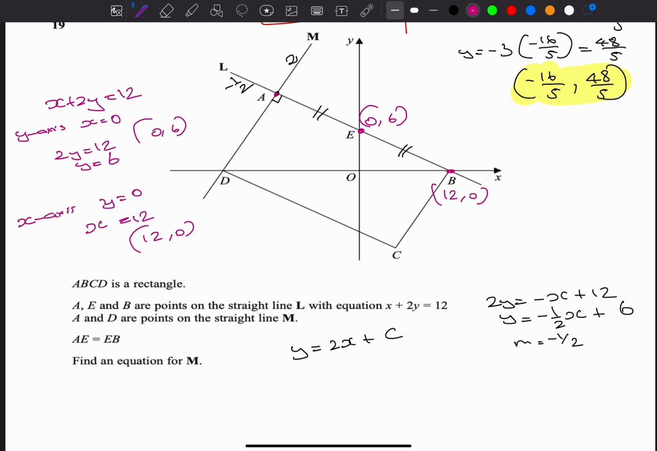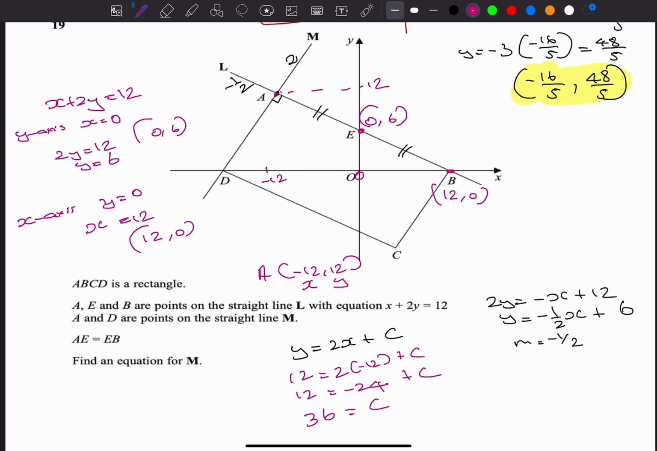And what will this coordinate be? Well, 0 minus 12 is minus 12, and 6 makes this 12. So the A coordinate is minus 12, 12, because they said they are equal length on that side. So put them in, x and y. 12 equals 2 bracket minus 12 plus c. 12 equals minus 24 plus c. c is 36. y equals 2x plus 36. That's the answer, the equation of M. Right, moving on.